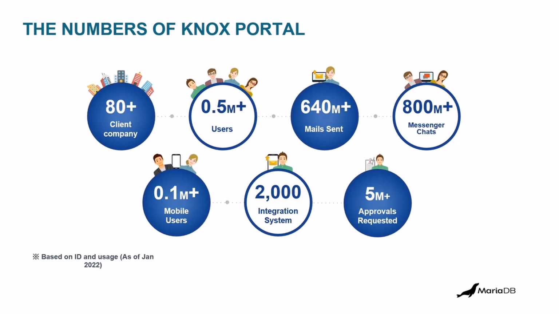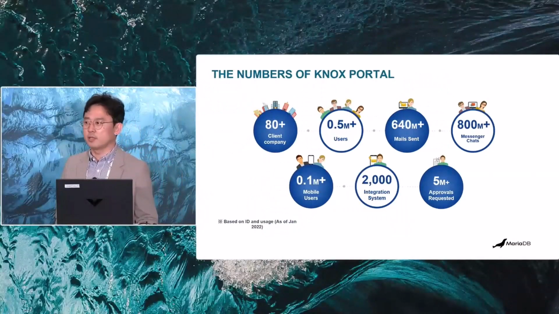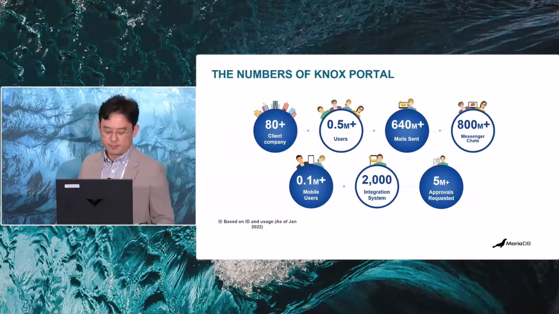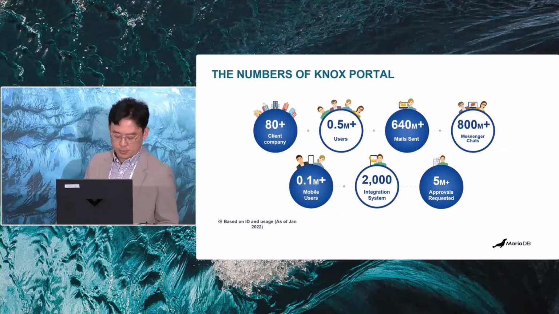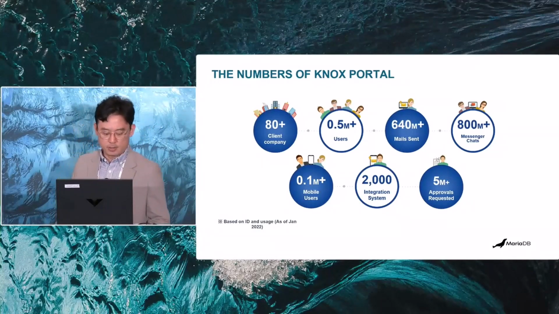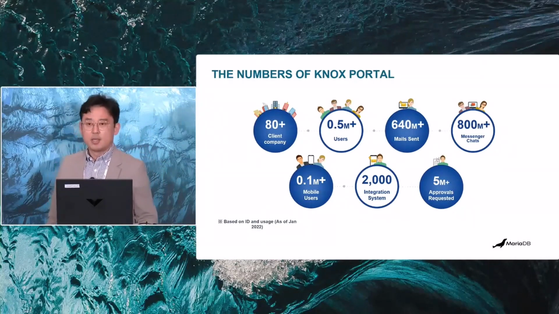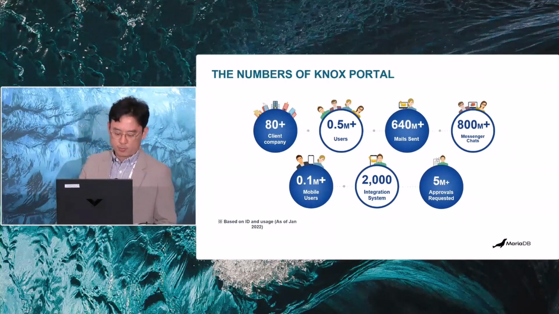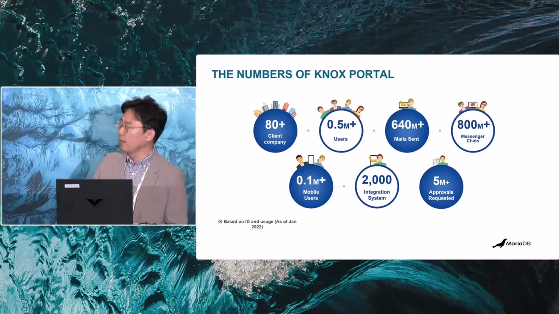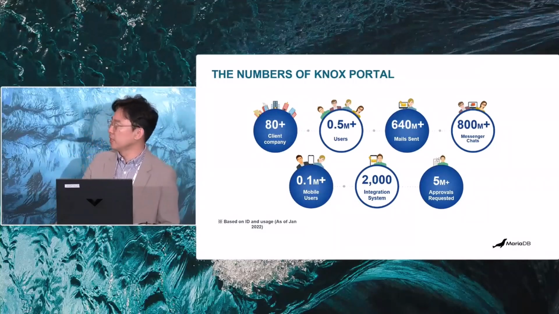In this chapter, Knox Portal usage is expressed in numbers. About 80 companies and 500,000 employees are using various services, such as email, approval, messenger, and mobile. It's also connected to about 2,000 other systems within the organization. And the remaining numbers are the usage of representative services for the months.